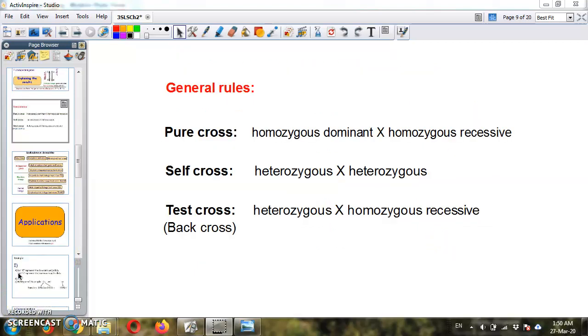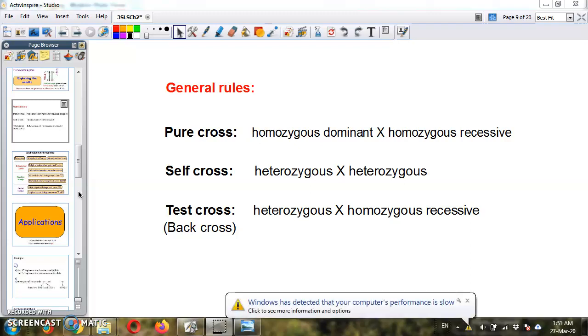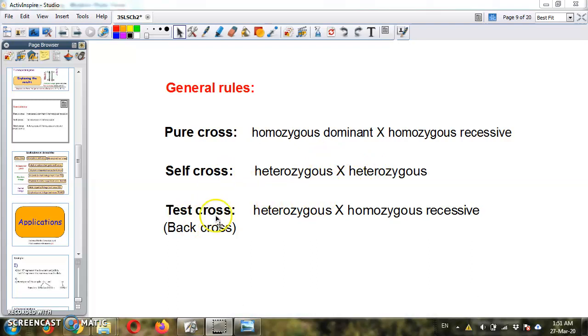Now let's consider the general rule of having different crosses. All crosses among organisms can be either a pure cross, which is the hybridization of a homozygous dominant with a homozygous recessive, a self-cross, which is the hybridization between two heterozygous individuals, and a test cross, which is also called back cross, consisting of crossing between a heterozygous and a homozygous recessive.